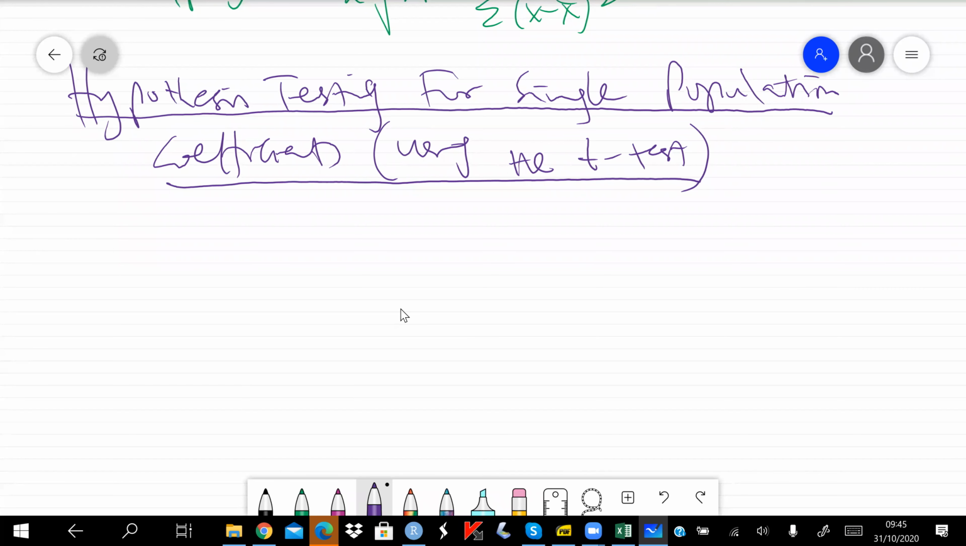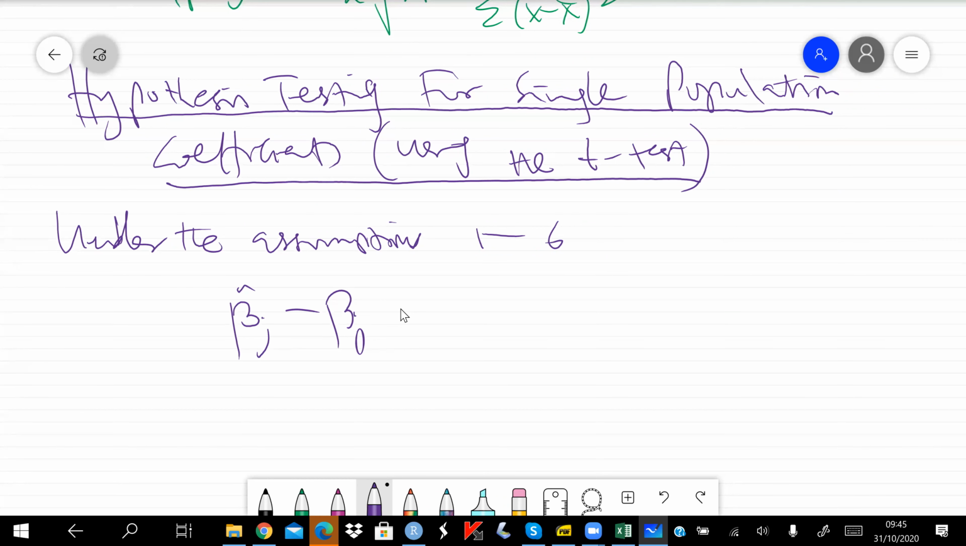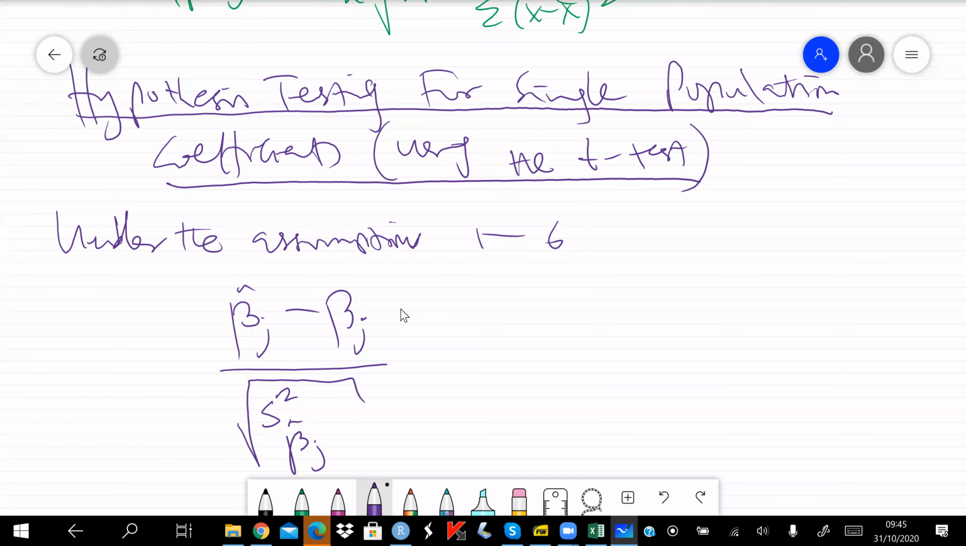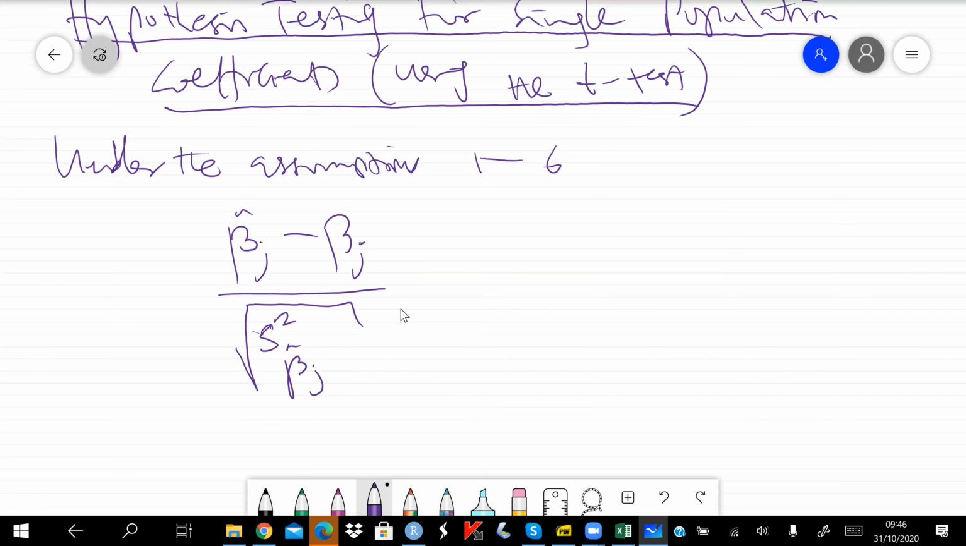Okay, so let's say under the assumptions 1 to 6, beta j estimate minus beta j divided by the square root of s squared beta j estimate, like that. You notice that we have used s here, not sigma, because we're assuming that sigma is unknown. And when sigma is unknown, you do not use the z, you use the t statistic. But if the sample is large, you can use the z, since the t is approximately equal to the z. So this item here has a t distribution with n minus k minus 1 degrees of freedom.